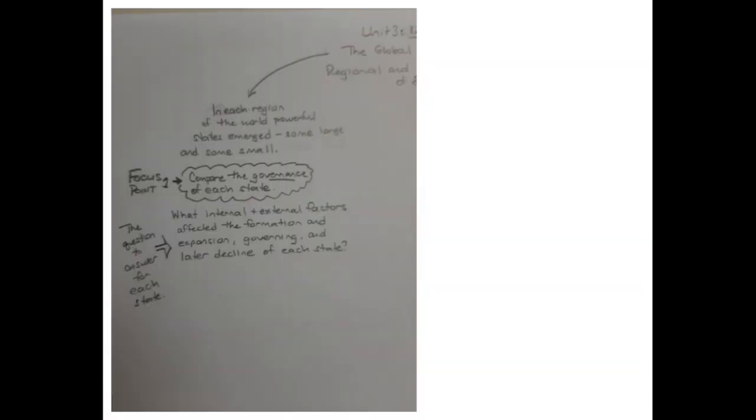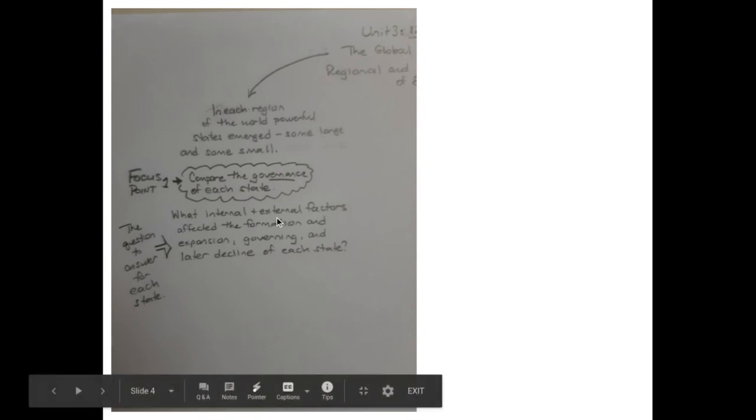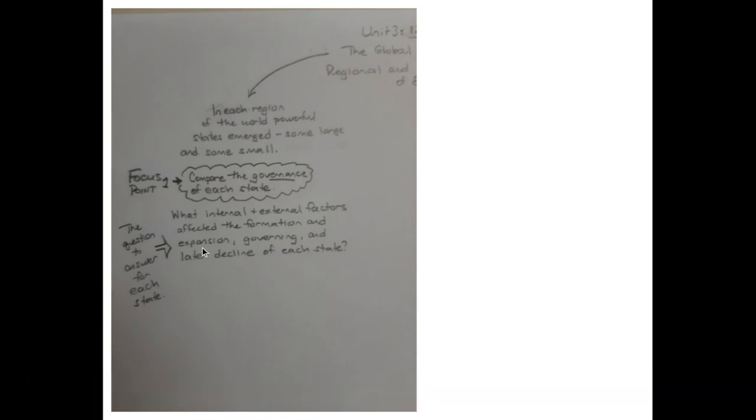On the left-hand side of the page, you can write this down. In each region of the world, powerful states emerge, some large and some small. Our goal and our focus point in this unit is to compare the governance of each state. As we do that, this is the question that you need to be able to answer. This is defined by the AP, so you can count on this as being important. The question is, what internal and external factors affected the formation and expansion, governing and later decline of each state? Think about each of these words: internal, external, formation, expansion, governing, and decline. Each of those refer to important aspects of each state.